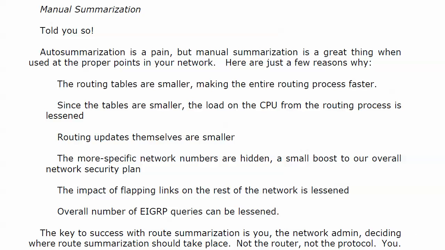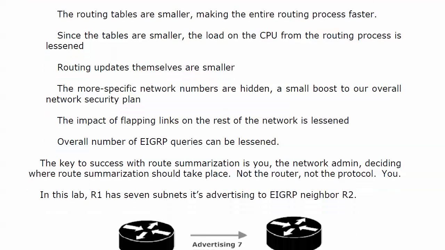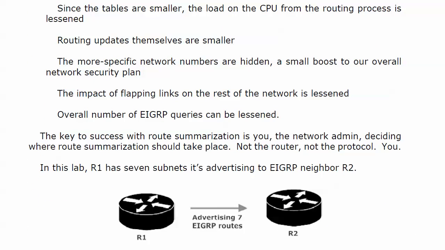With the reasons that manual route summarization can benefit us fresh in our minds from the last video, let's go ahead and look at a scenario, and we're going to do this live as well, where route summarization can really come in handy. I've removed the subnets from routers 2 and 3. As a matter of fact, router 3 isn't even involved here. And what we're concentrating on are 7 subnets that I've created on router 1, and I'm currently advertising to EIGRP neighbor router 2 via the network command.